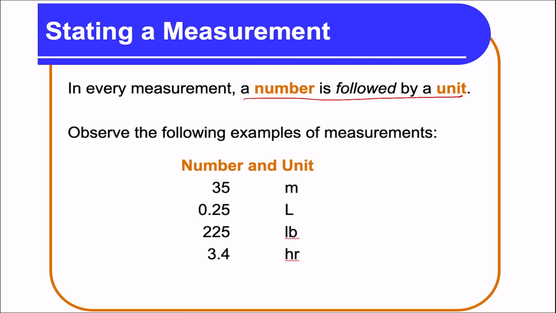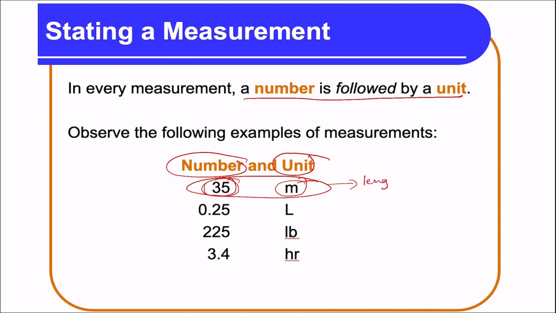So let's observe the following examples of measurements. Here you have the number and the unit. If someone says 35 meter, what does it mean? The 35 is the number and meter is the unit. So 35 is the size or magnitude. 35 meter, what does it represent? It represents the length.